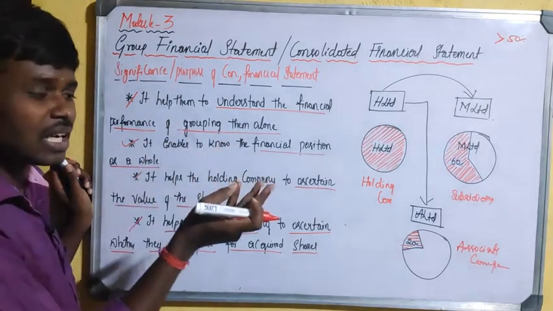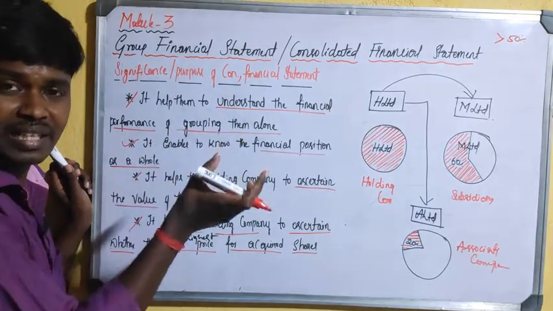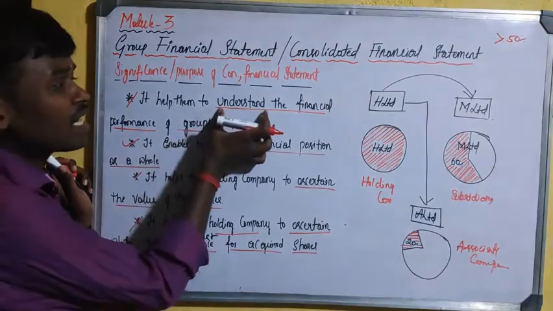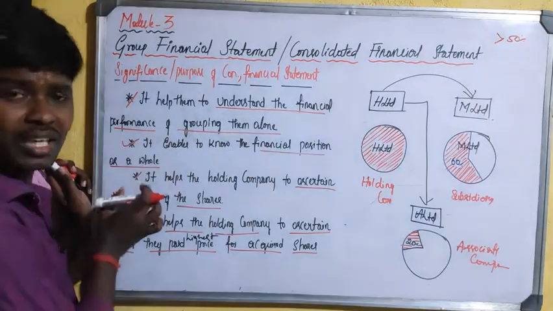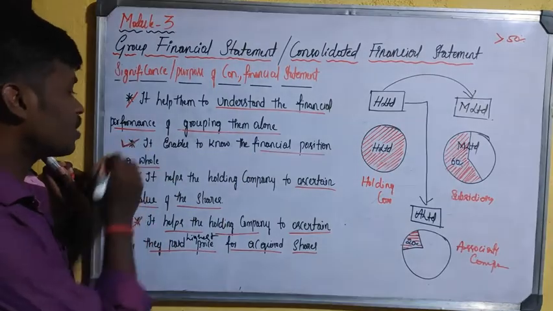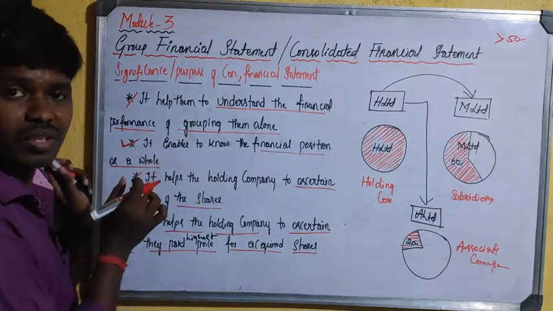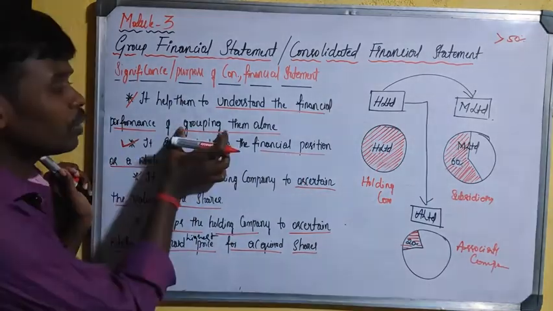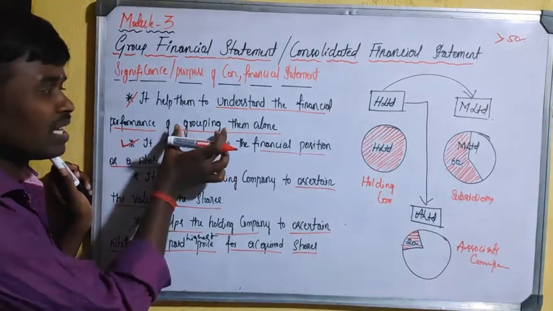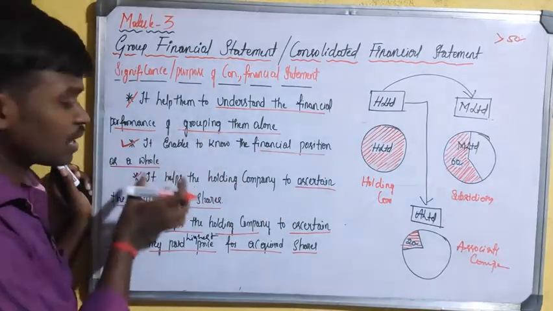So when the income statement, cash flow statement and balance sheet are grouped and represented in a single entity, a single statement, then ultimately it is helpful to understand the financial performance of both the subsidiary company and parent company. Second significance: it enables us to know the financial position as a whole. When the holding company groups the balance sheet, income statement and cash flow statement, it helps to analyze the financial position of both companies as a whole.